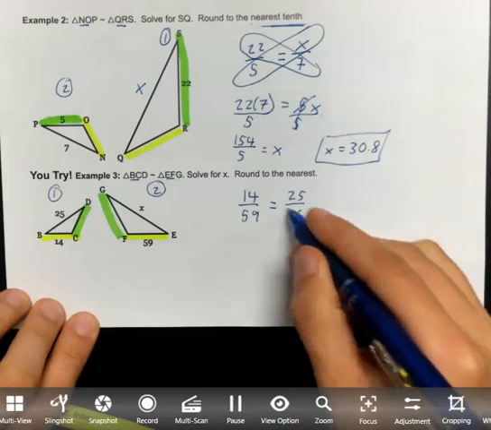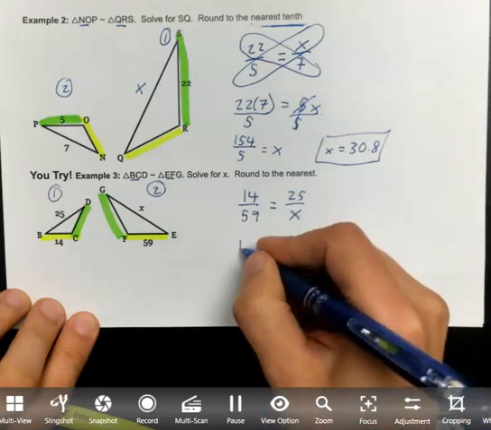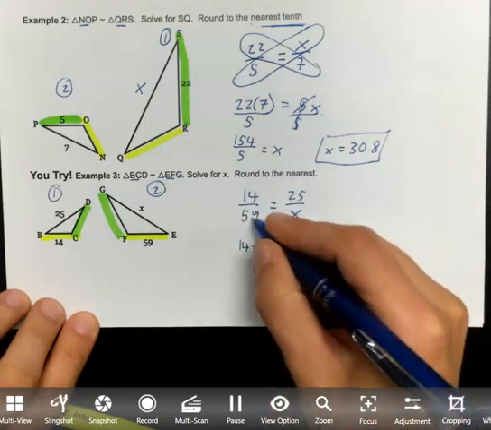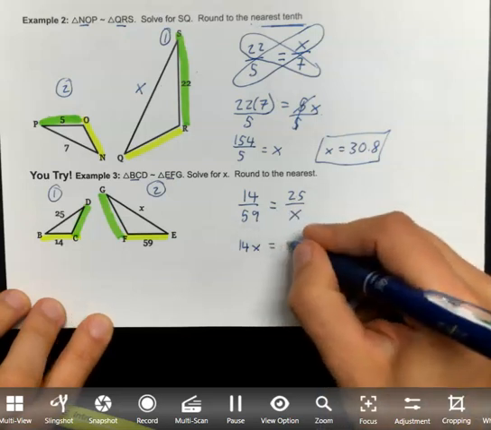Cross multiply, so 14 times x equals 59 times 25.